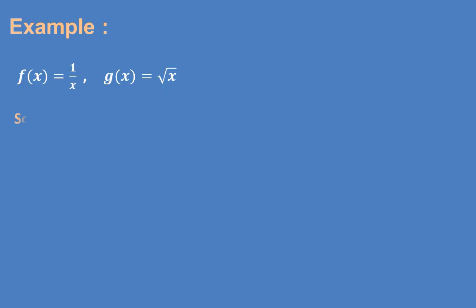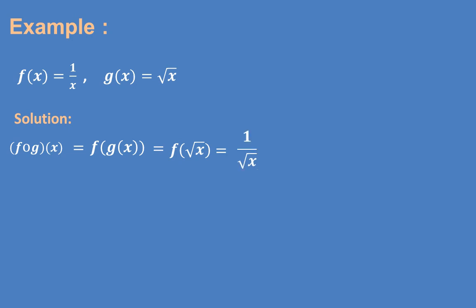Another example: if f of x equals 1 over x, and g of x equals the square root of x, thus, f composite g of x is equal to f of g of x, which is equal to f of the square root of x. And f of the square root of x will equal 1 over the square root of x.